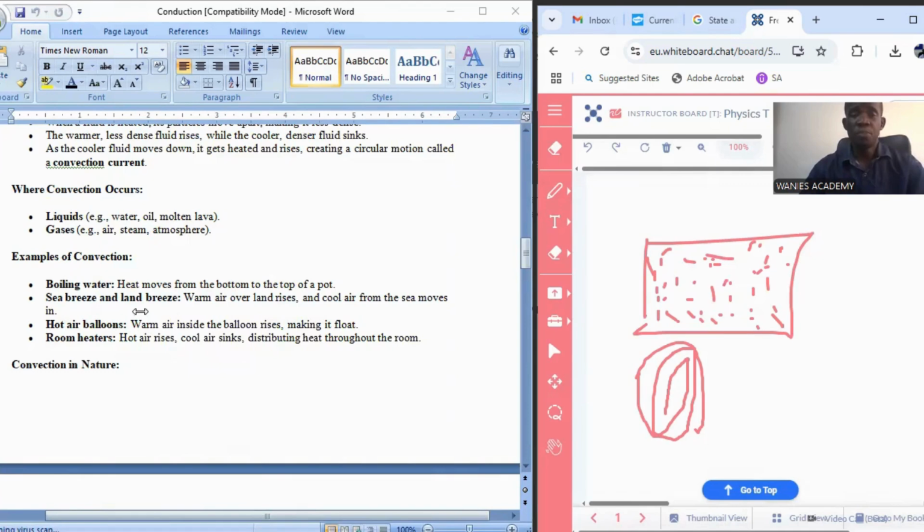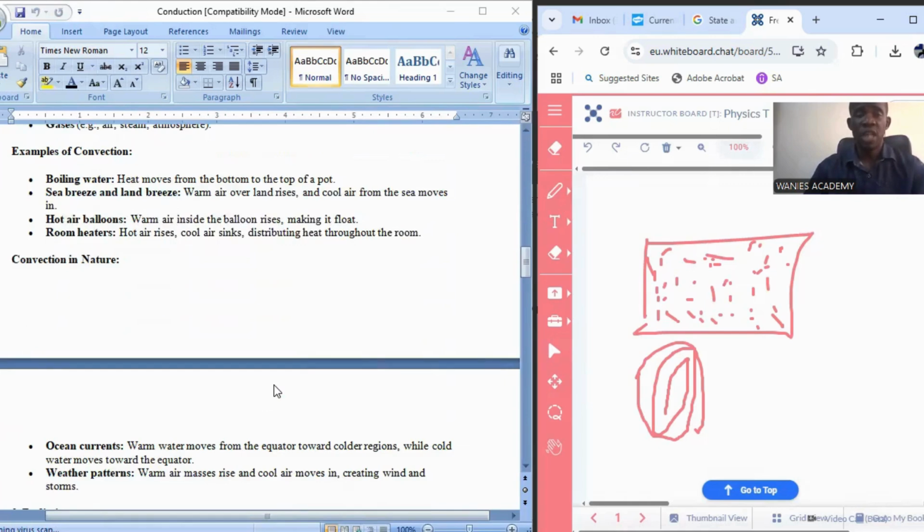Now, sea breeze and land breeze. Warm air over land rises and cool air from the sea moves in. Then it also happens in a hot air balloon. Warm air inside the balloon rises, making it float. Then in room heaters, hot air rises, it cools, cool air sinks, distributing heat throughout the room. So these are places where convection happens.